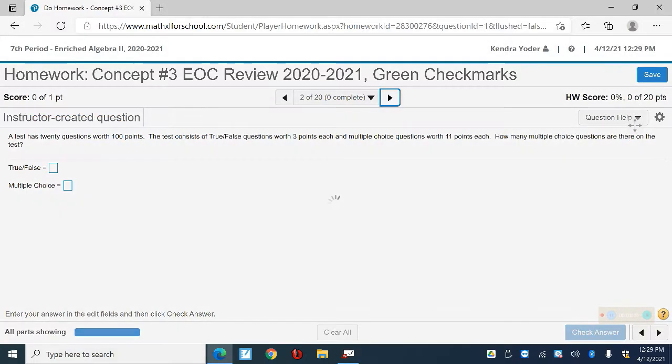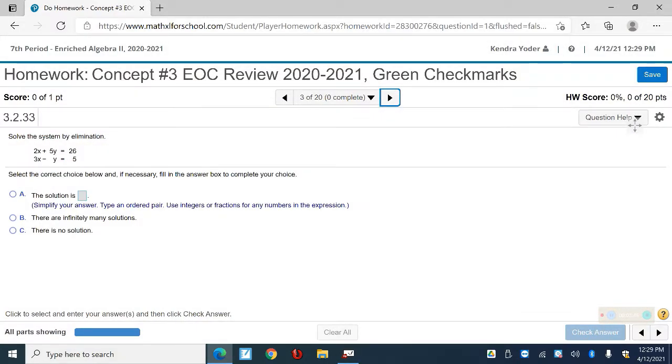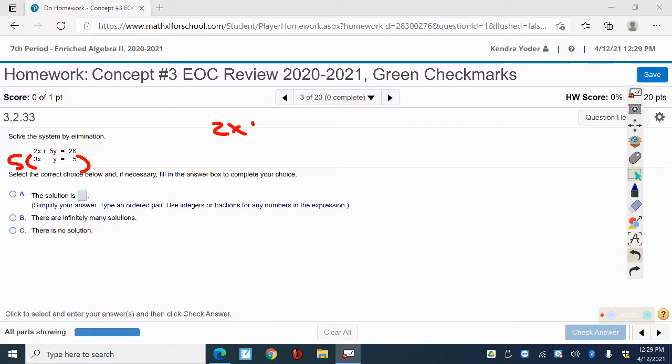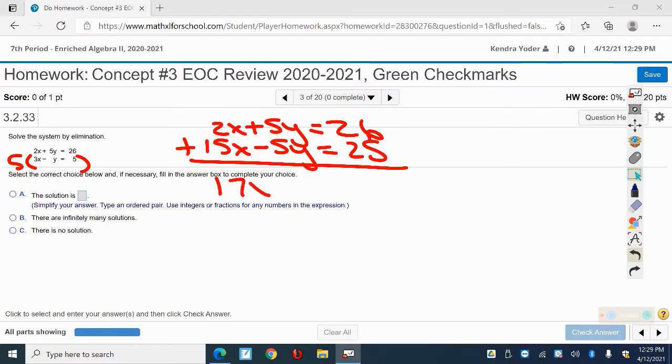Okay, next. Number 3, solve the system by elimination. If you're solving this by elimination, that means I'm going to multiply this bottom equation by 5. So I have 2X plus 5Y is equal to 26. Then I'm going to have 15X minus 5Y is equal to 25. I'm going to add straight down. 17X is equal to 51. Divide by 17 and then solve. Do we all understand that?